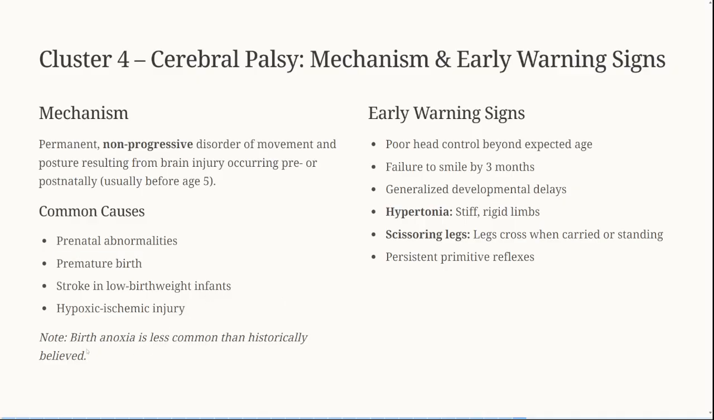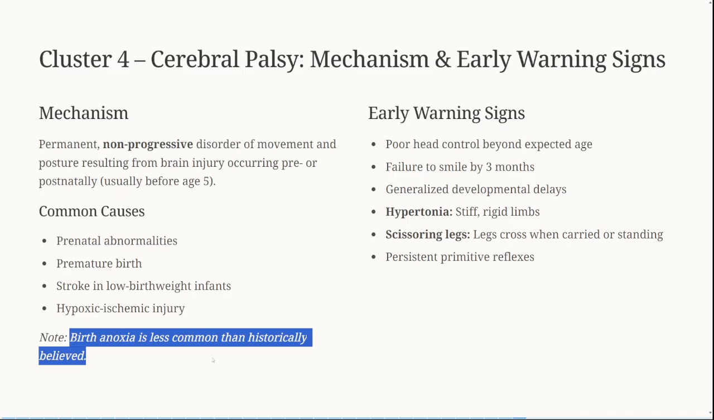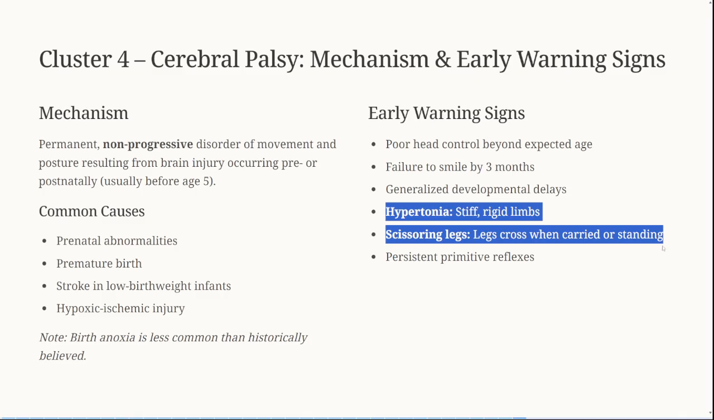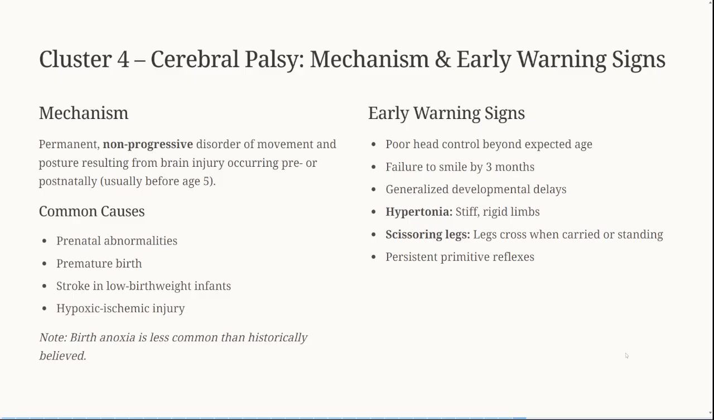They are. You look for poor head control beyond the expected age, a failure to smile by 3 months, generalized developmental delays, and specifically hypertonia. That's stiff, rigid limbs. Yes, and it often causes the child's legs to cross when they're carried or standing. That's the classic scissoring legs. Persistent primitive reflexes are also a major cue. CP management is multidisciplinary. It has to be.